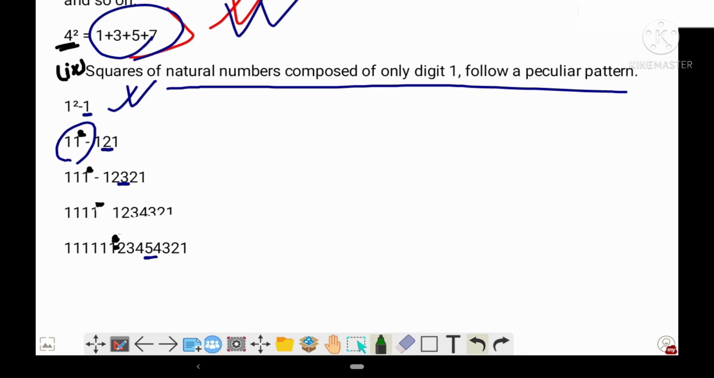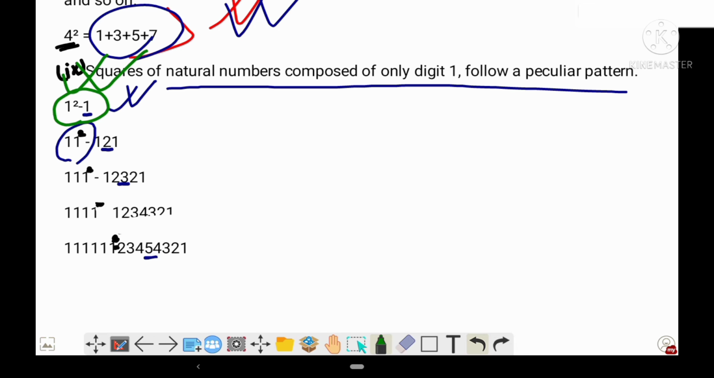So the 10th fact is related to this one only, therefore I'm not erasing this. The 10th fact is, we can also observe that the sum of the digits of every such number is a perfect square. 1, 1, 2, 1, 1, 2, 3, 2, 1, 1, 2, 3, 4, 3, 2, 1.